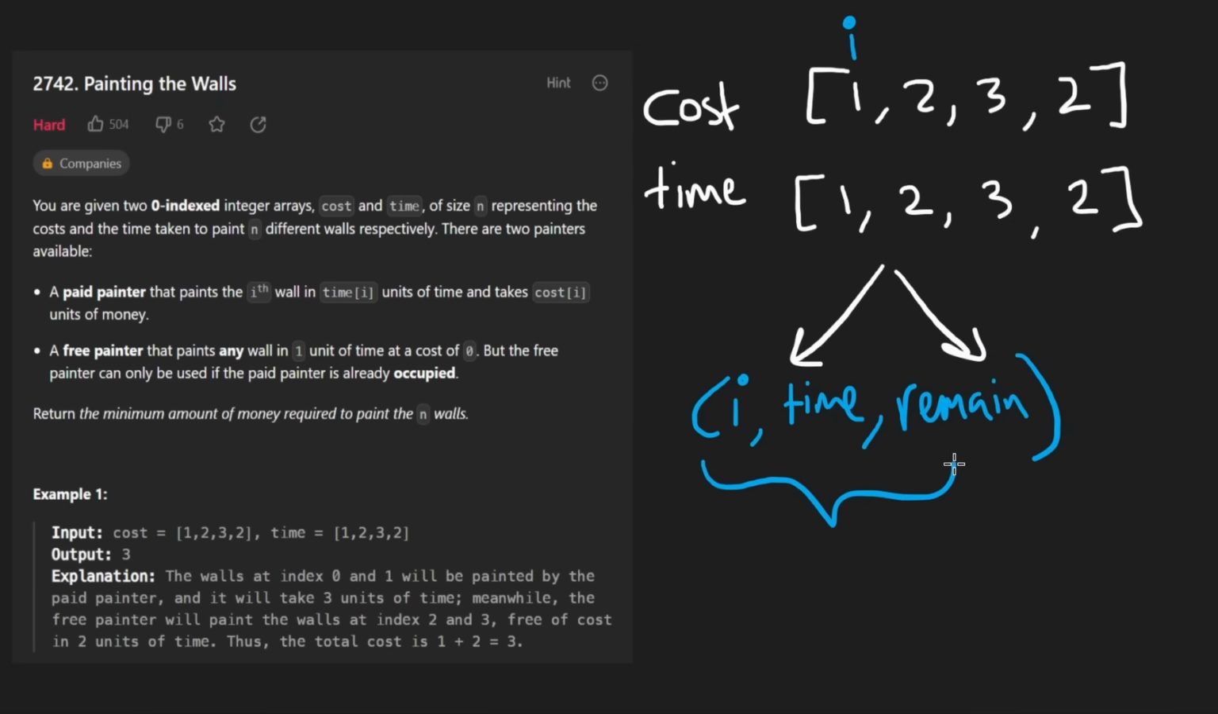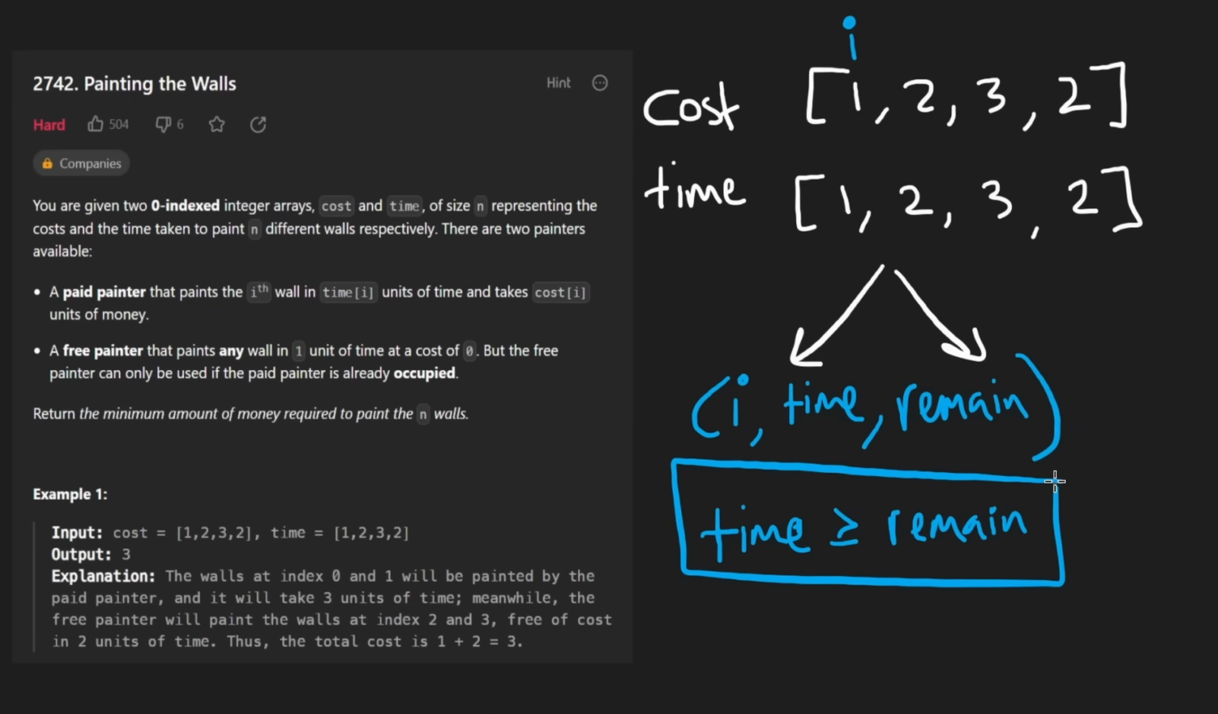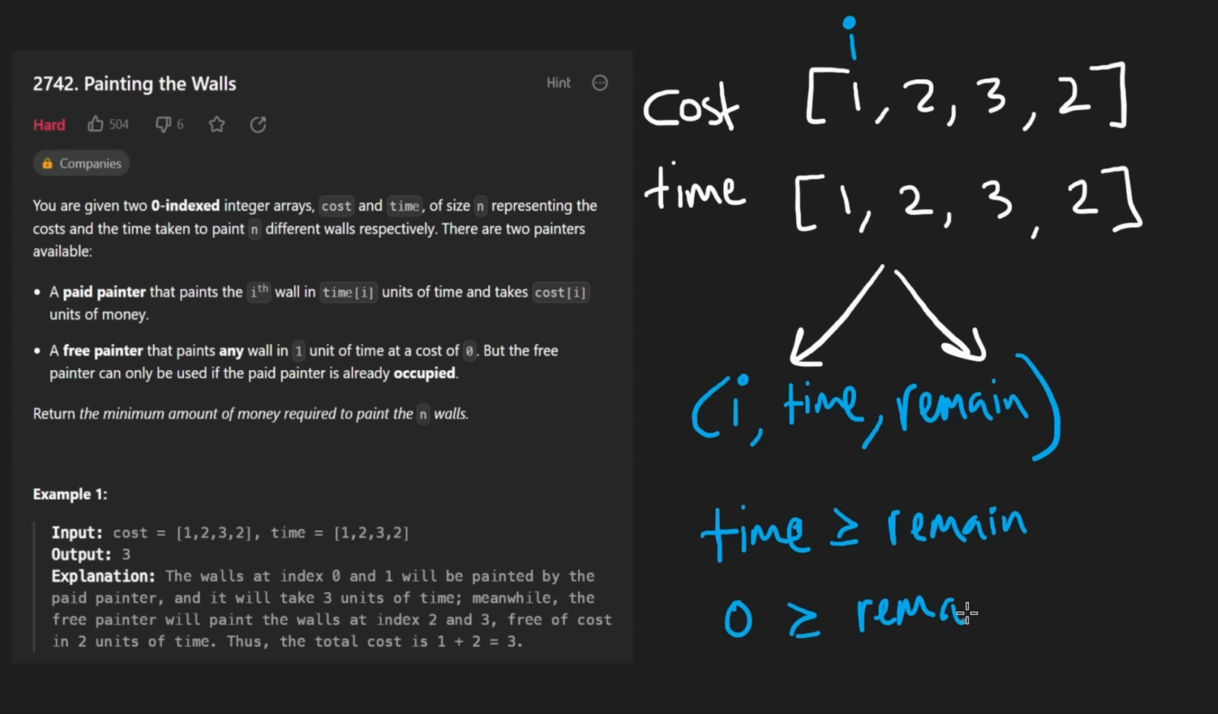We can take these 3 variables and actually condense them into 2 variables. Let me show you how we're going to do that. First of all, recall that I said the sum of the total time has to be greater than or equal to the number of walls we have remaining. Well, we can do a little bit of algebra on this equation: subtract the time from both sides, and we can rearrange this inequality to be 0 is less than the amount remaining minus the time. So in other words, we can just have a single variable.